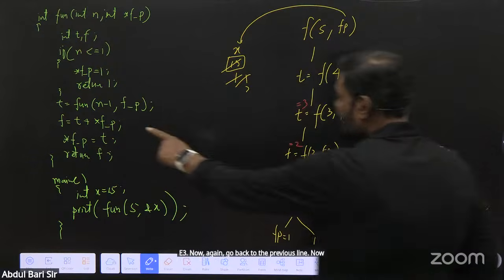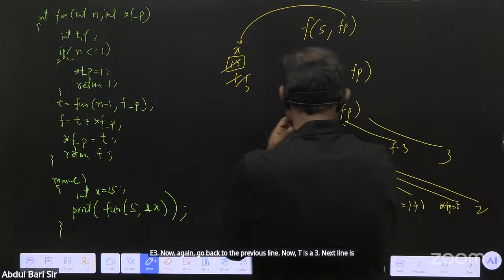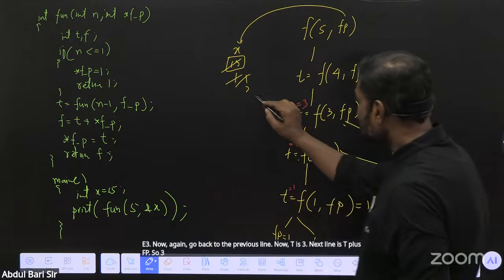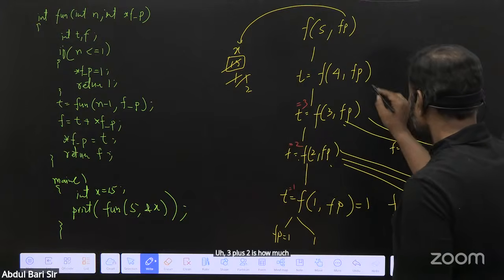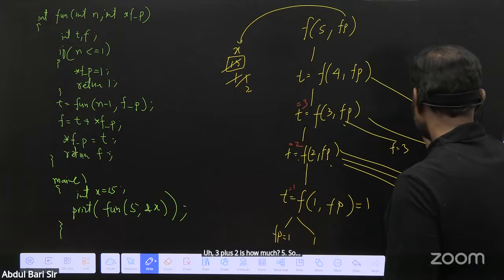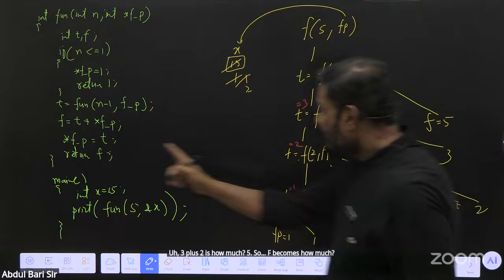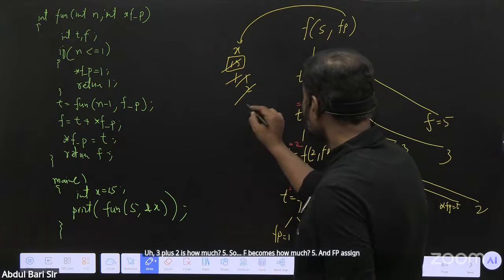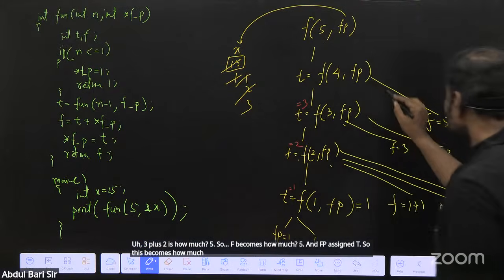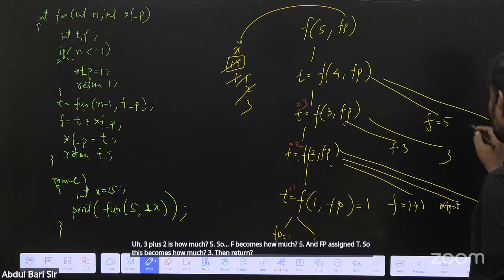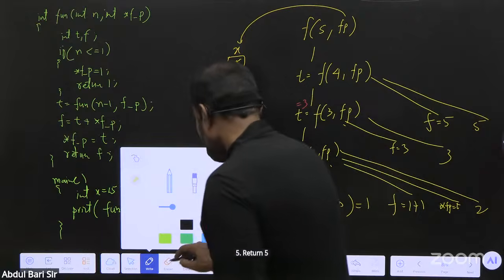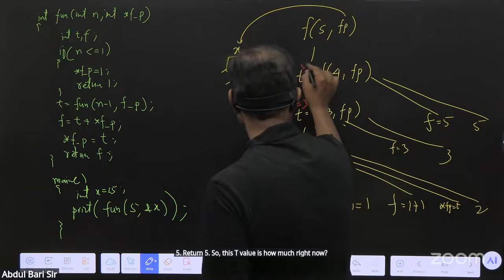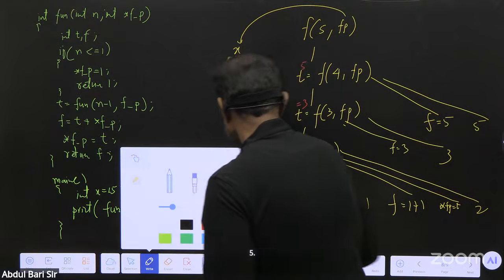Now T is 3. Next line is T plus FP. So 3 plus, this was 2, right? 3 plus 2 is how much? 5. So F becomes how much? 5. And FP assign T. So this becomes how much? 3. Then return 5. Return 5. So this T value is how much right now? 5. T value is 5.